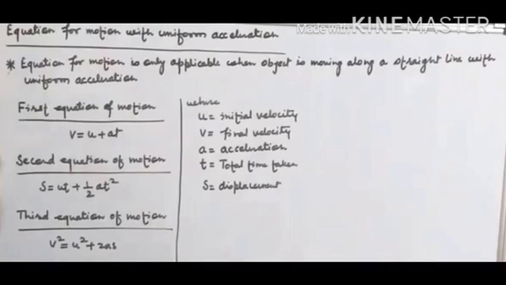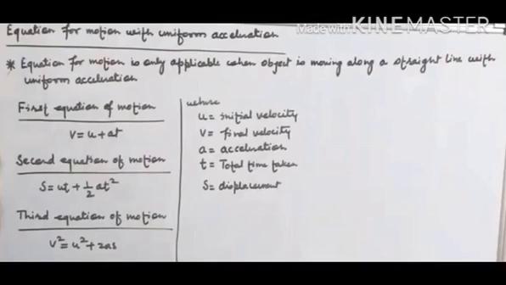Before the derivation of the equations of motion with uniform acceleration, note that the equations of motion are only applicable when the object is moving along a straight line with uniform acceleration. If the acceleration is not uniform, we are not able to apply these equations of motion. So if the object is moving in a straight line with uniform acceleration, these equations are applicable.